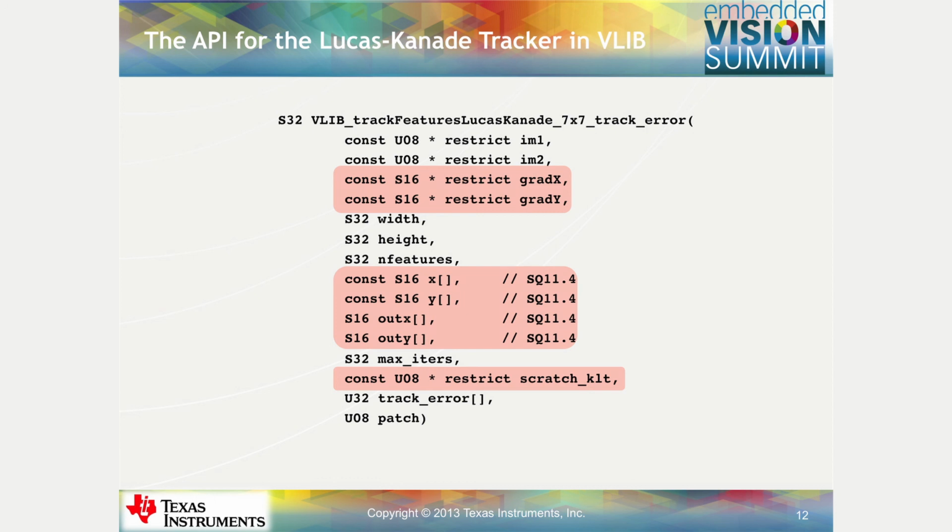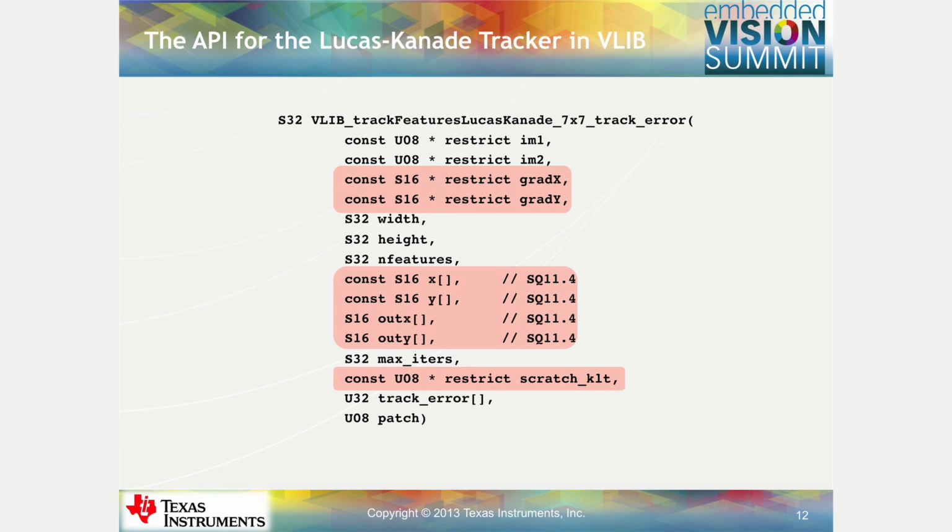So we don't compute the gradients inside the kernel because most likely in an implementation, the gradient images exist somewhere else in the system, in the pipeline. So it's best to give a chance to just bypass that computation if you want to do Lucas-Kanade. The other one is the feature coordinates and the outcome, where each feature was and where they went.